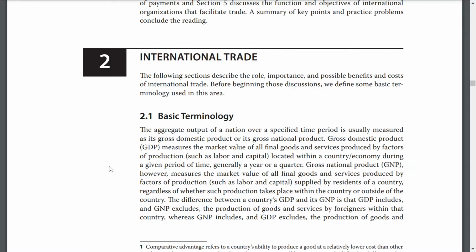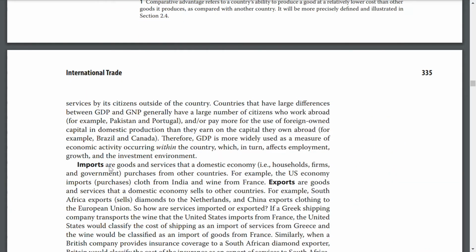Gross national product, GNP, however, measures the market value of all final goods and services produced by factors of production supplied by residents of a country, regardless of whether the production takes place within the country or outside of the country. The difference between a country's GDP and GNP is that GDP includes and GNP excludes the production of goods and services by foreigners within the country, whereas GNP includes and GDP excludes the production of goods and services by a citizen outside of the country.